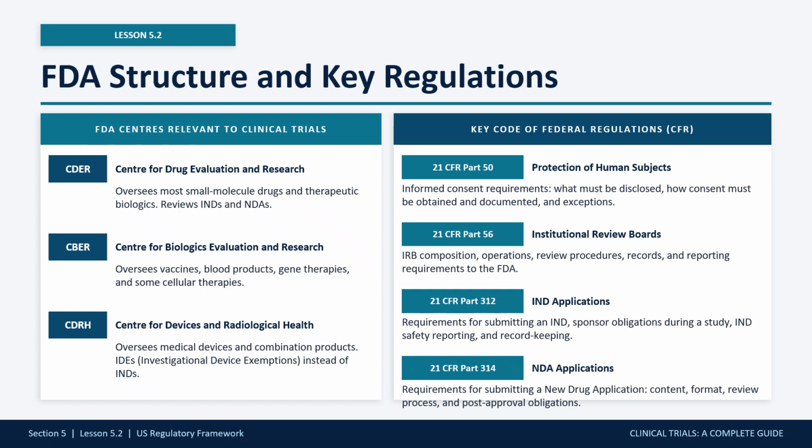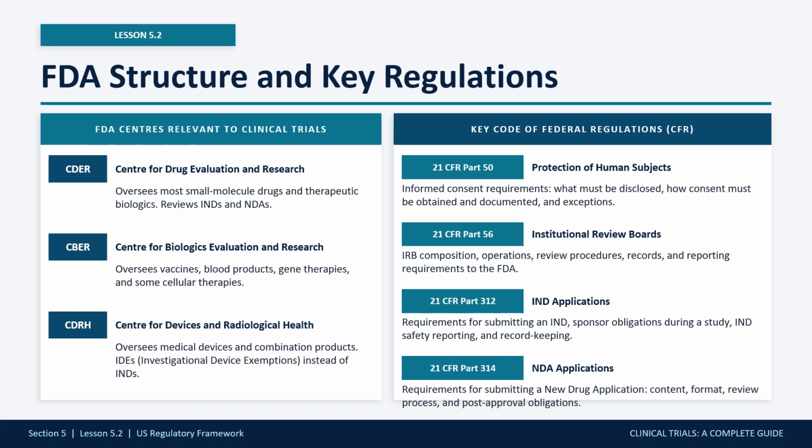On the right, you can see the 4 Code of Federal Regulations parts that every clinical research professional must know. 21 CFR Part 50 governs protection of human subjects. It defines informed consent requirements and what must be disclosed. Part 56 governs IRBs, their composition, review procedures, and reporting obligations. Part 312 governs IND applications and sponsor obligations throughout the trial. And Part 314 governs new drug applications, the marketing authorization that follows a successful development program.